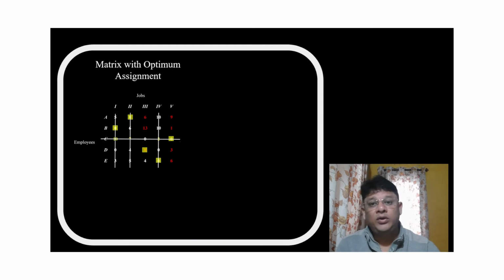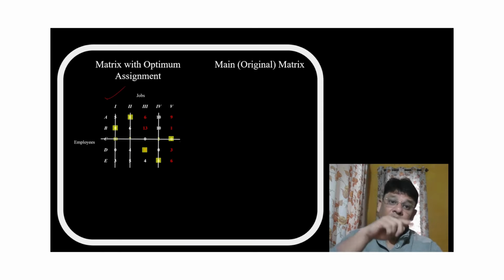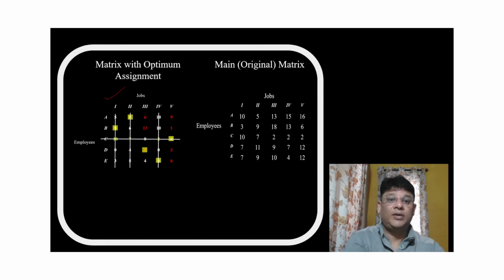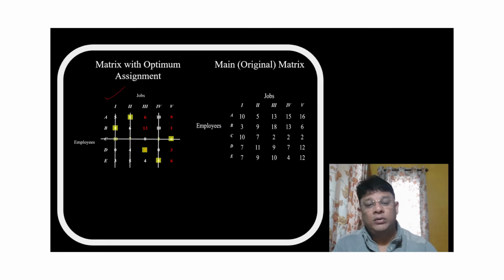Now to find the solution from this matrix. This is the matrix that is optimal, and this is the original matrix, the first matrix I have taken here. Right? Now just compare this optimum matrix with this one and assign. A to 2. So A to 2, right? B to 1. So B to 1, right? Then C to 5th. So C to 5th. Then D to 3. D to 3. And E to 4, right? Fine.